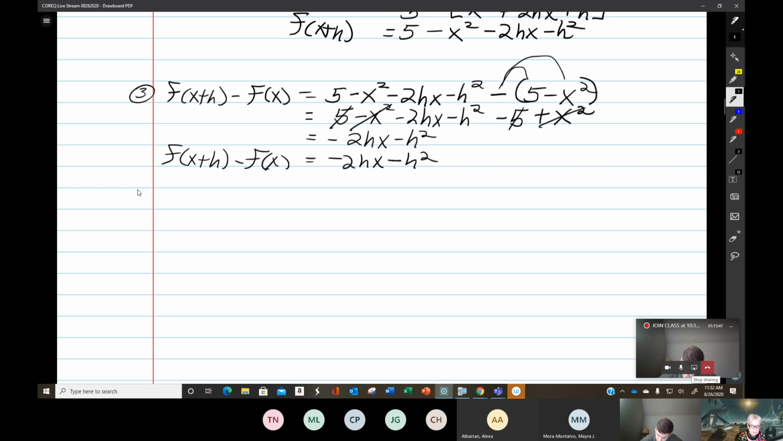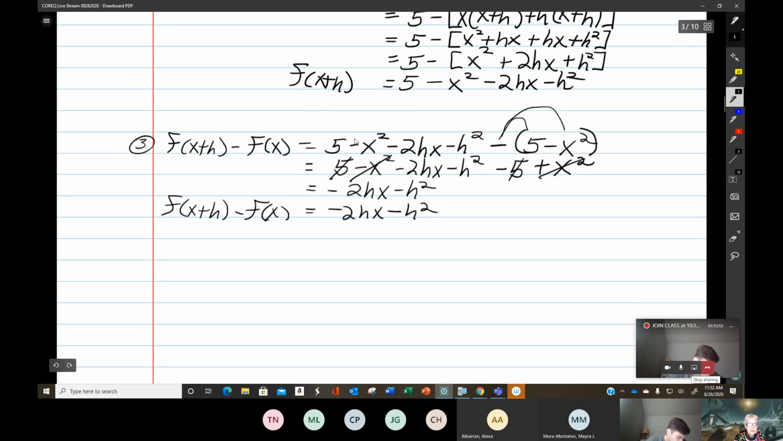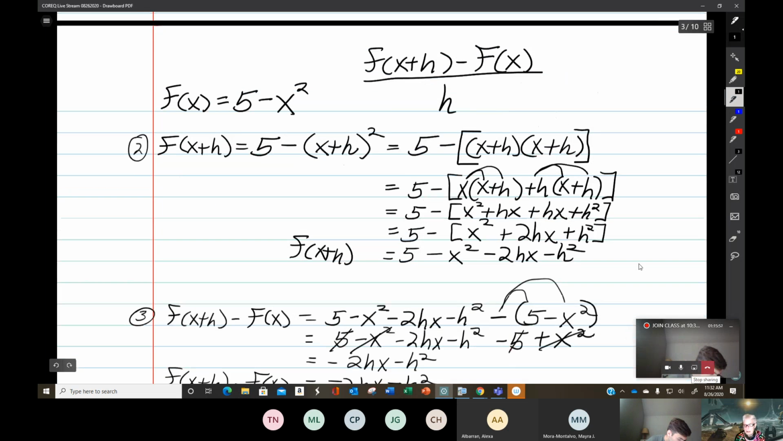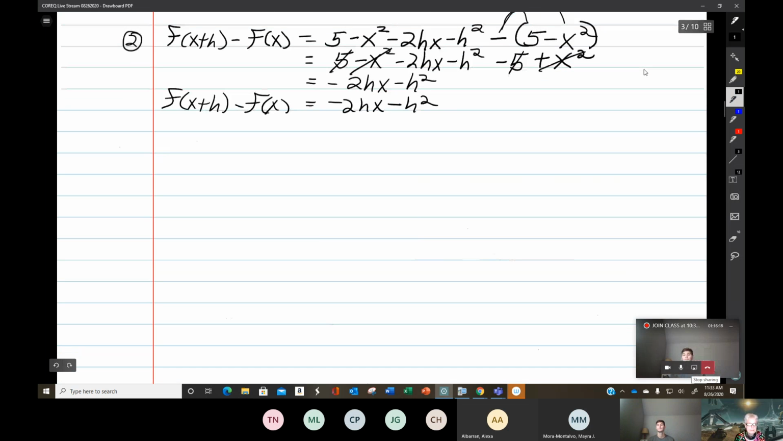Okay. Oh, that's not step 3. Wait. Emergency, emergency. This, where we just find f of x plus h, is step 1. Then we find f of x plus h minus f of x. That's step 2. Then 3 is the last step. Once we know what f of x plus h minus f of x is, we can put it all together.